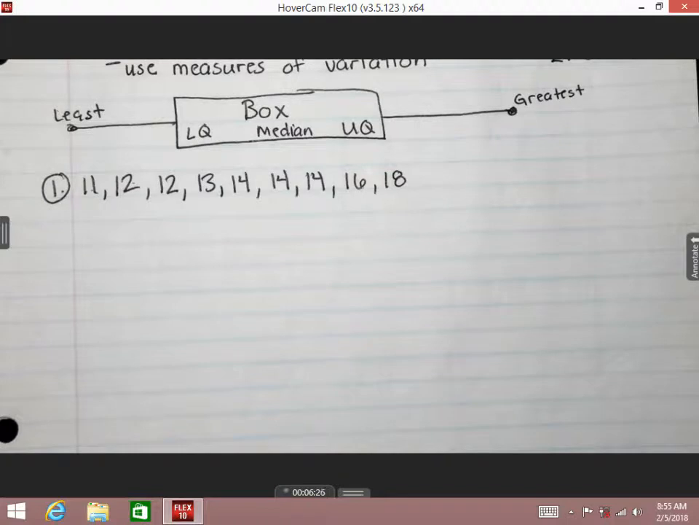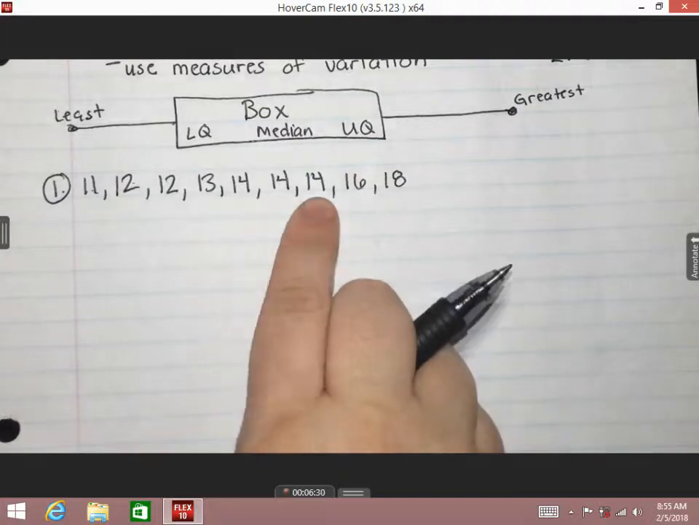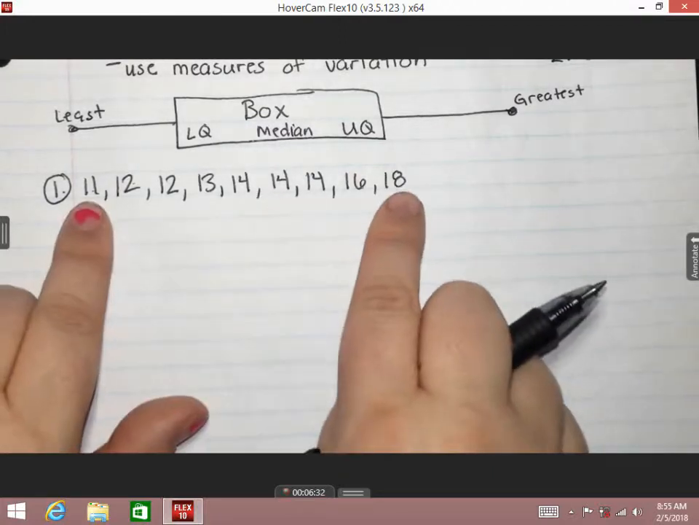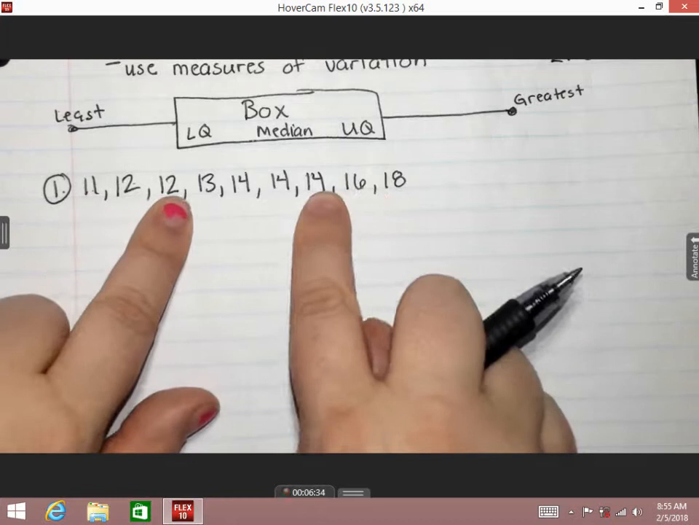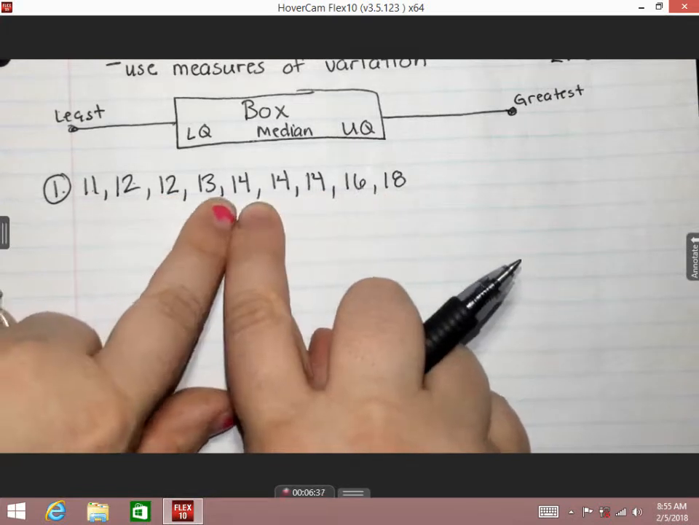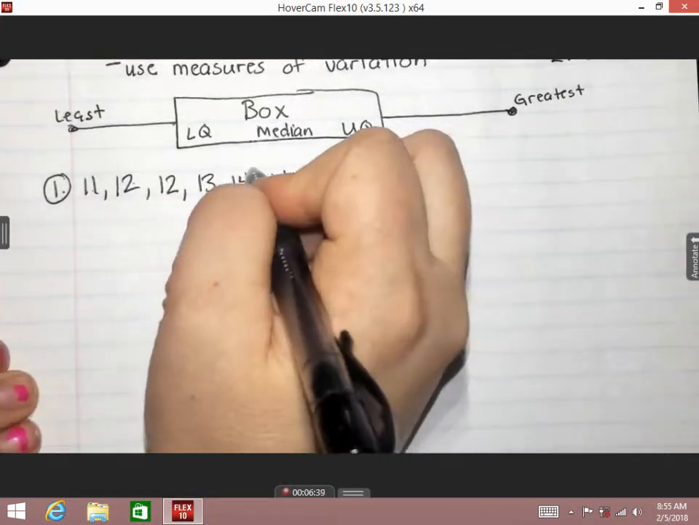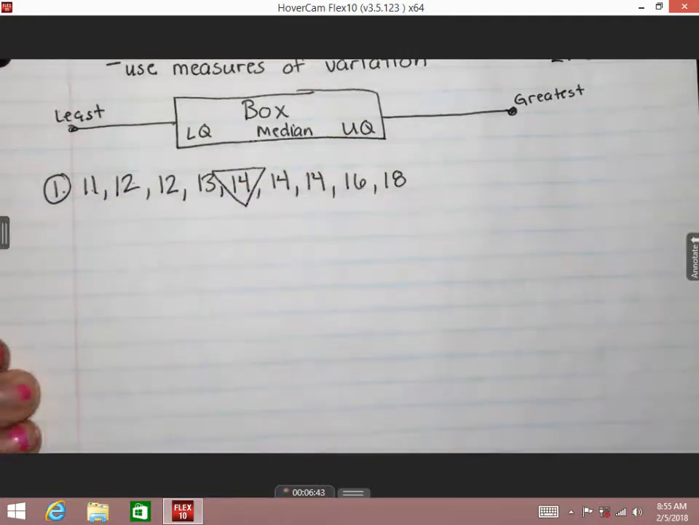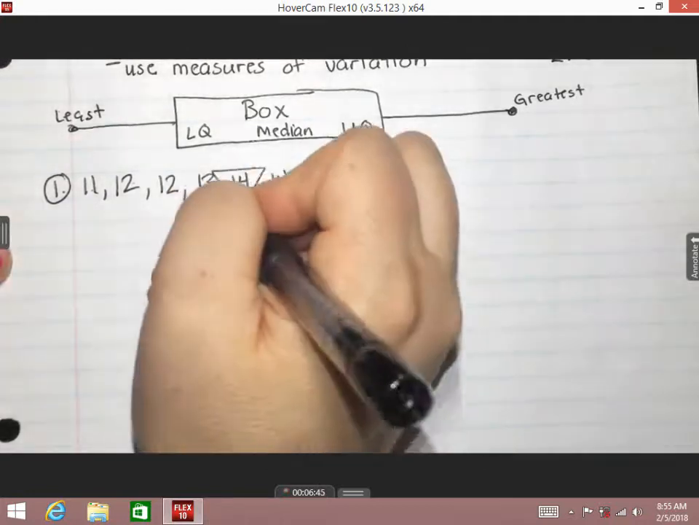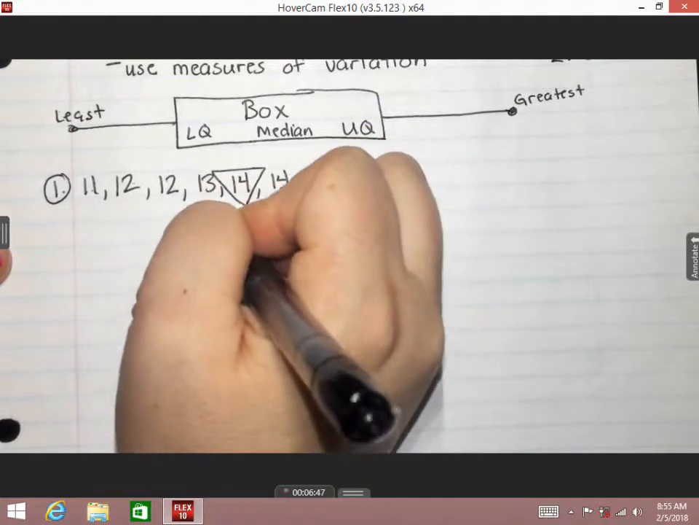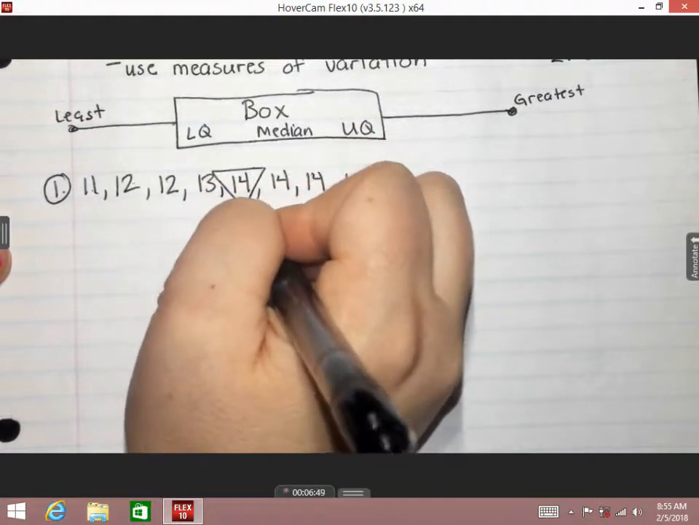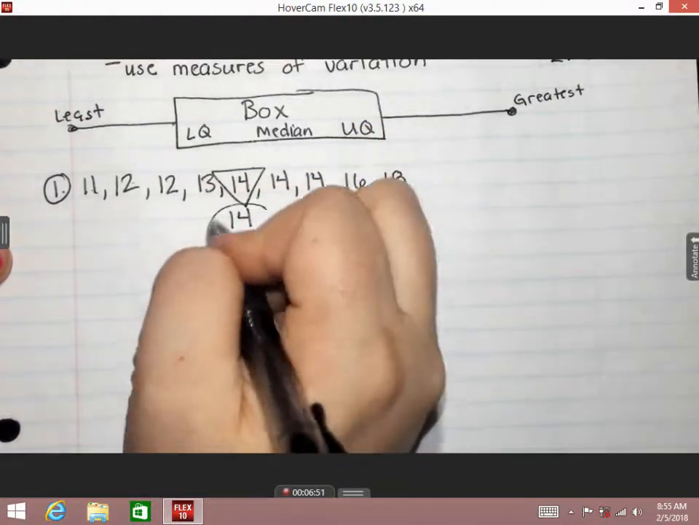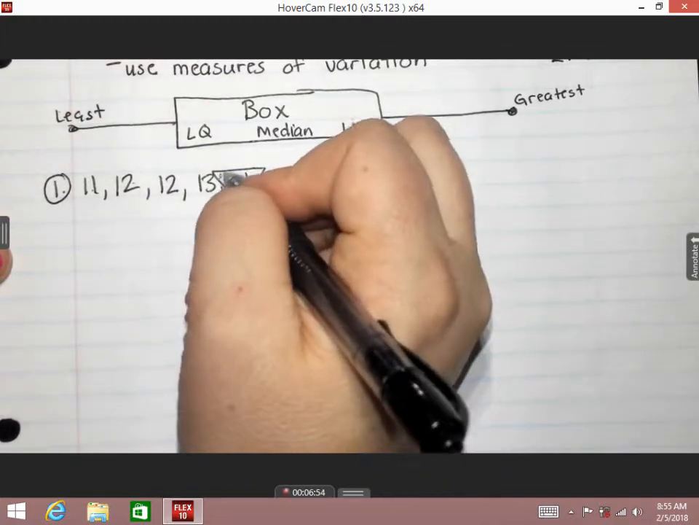Okay? 14. Which 14? This one? The first one, right? So if I go inside to the center, we end up at 14 in the middle. So guys, remember last week we talked about how we can make this an arrow because it's important, so we're going to bring it out. All right, what number's in that arrow? 14, and that is my median.